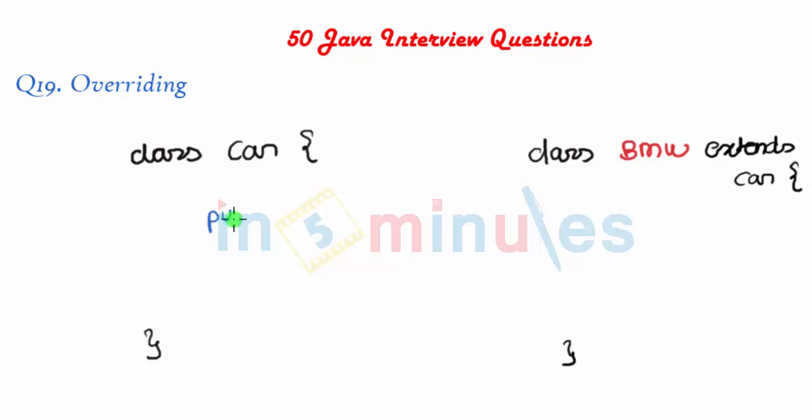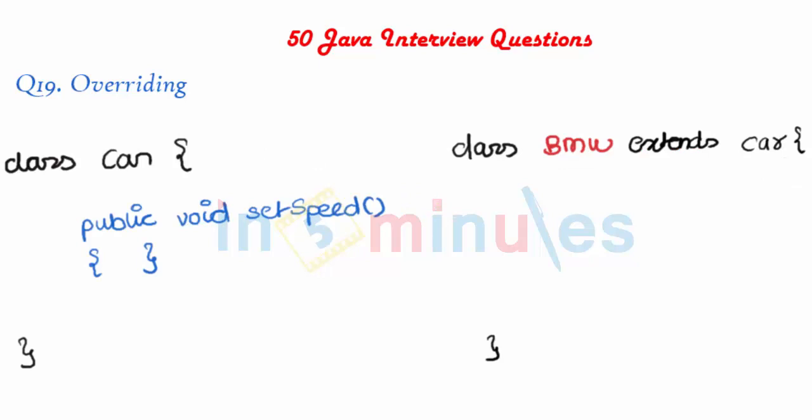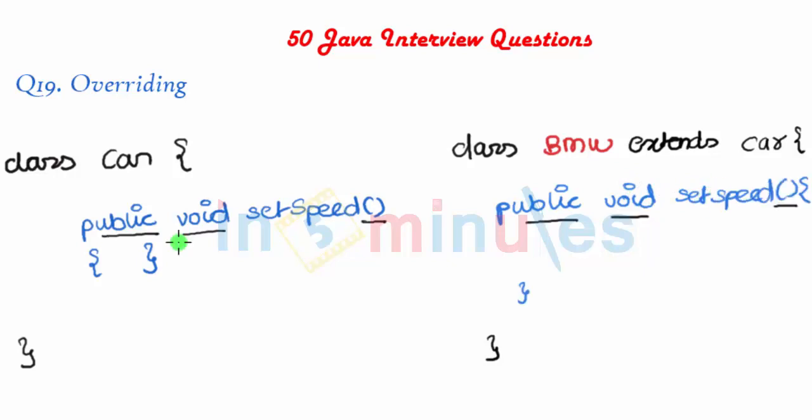So let's have a function public void setSpeed. Let's have the same function for BMW as well, public void setSpeed. It's very important that you have the same access specifiers, the same return type and the same parameters. And of course, most importantly, the same name, without which it's no longer overriding, it is just a different function. So in this case, I have public void setSpeed in the parent class, which is Car, and public void setSpeed in the child class, which is BMW as well.